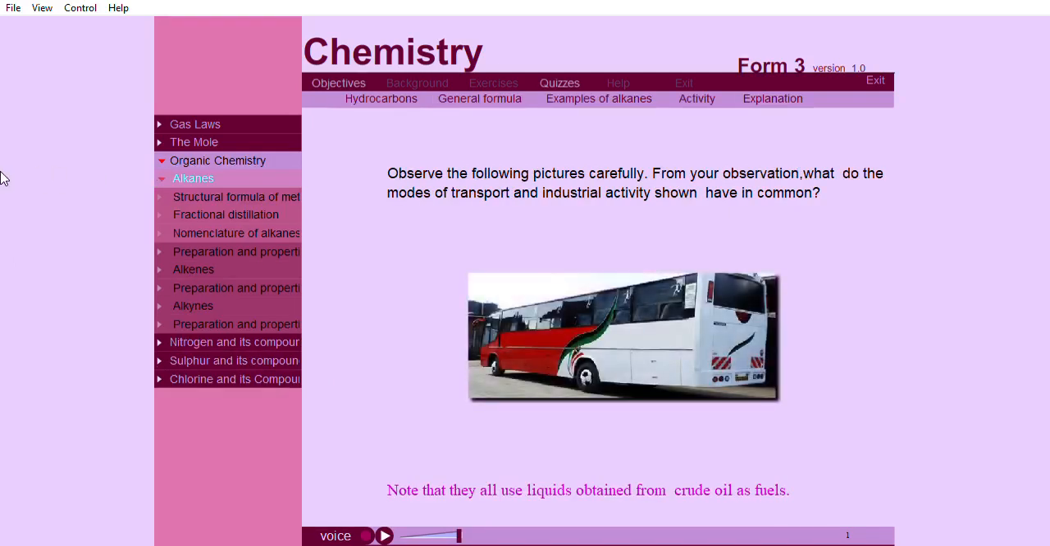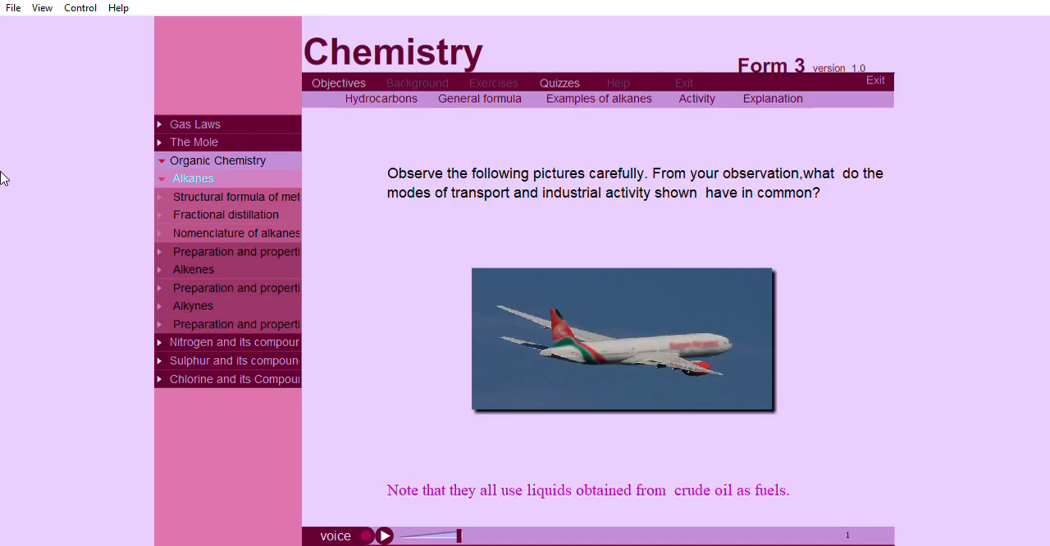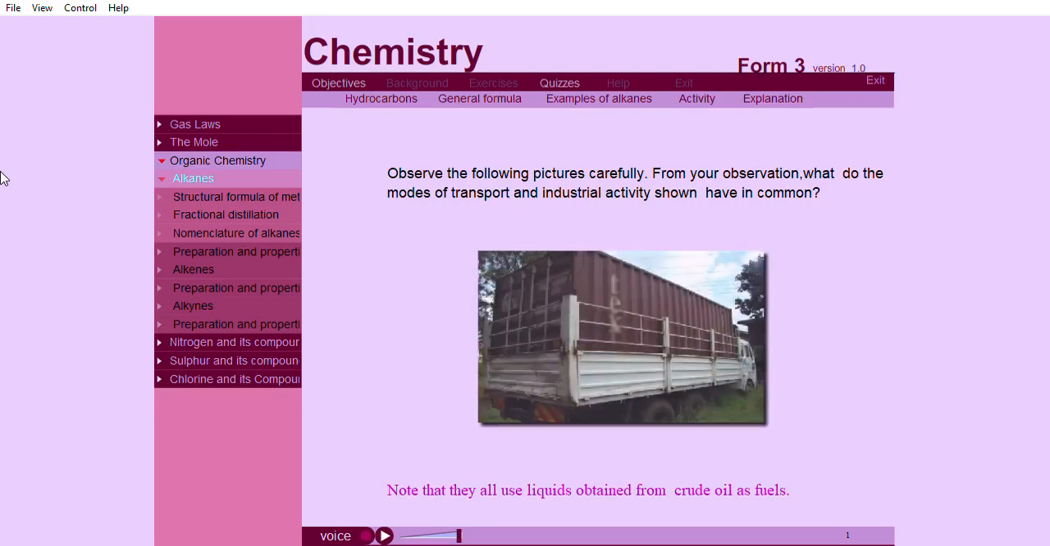Observe the following pictures carefully. From your observation, what do the modes of transport and industrial activity shown have in common?